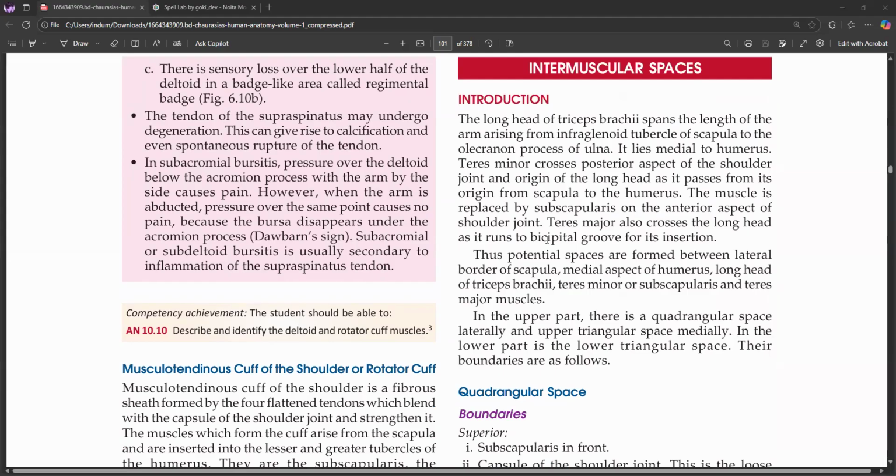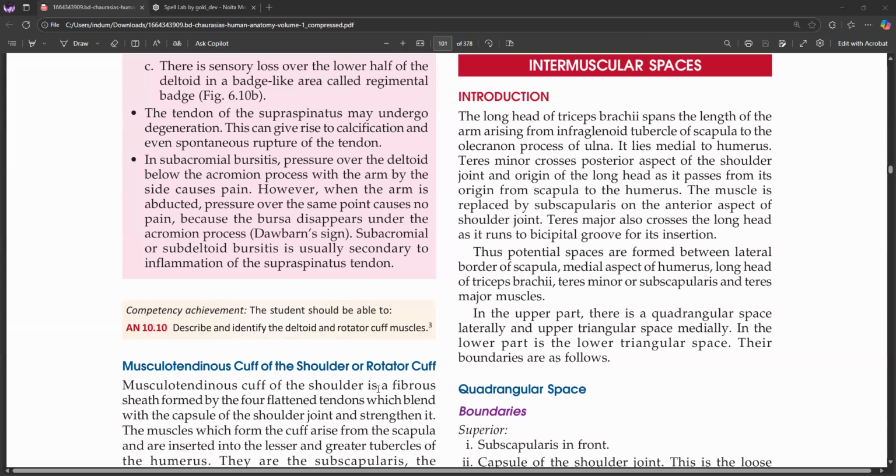The tendon of the supraspinatus may undergo degeneration. This can give rise to calcification and even spontaneous rupture of the tendon. In subacromial bursitis, pressure over the deltoid below the acromion process with the arm by the side causes pain. However, when the arm is abducted, pressure over the same point causes no pain, because the bursa disappears under the acromion process, Dawbarn sign. Subacromial or subdeltoid bursitis is usually secondary to inflammation of the supraspinatus tendon.